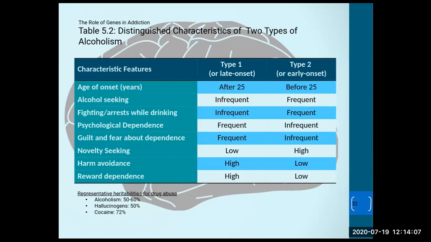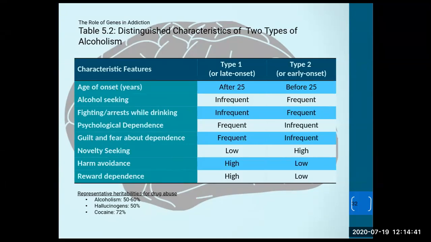Fighting or getting into fights, or being arrested while drinking, very infrequently. Finding psychological dependence is a very big deal. They're very addicted or dependent on the alcohol. Having guilt and fear about the dependence, again, as you're older, very much so, very frequently. Are they seeking new things to do and new activities? No, they're kind of stuck in their routine and just doing their thing.